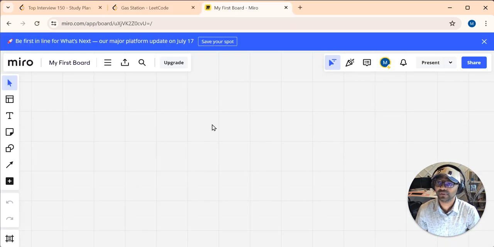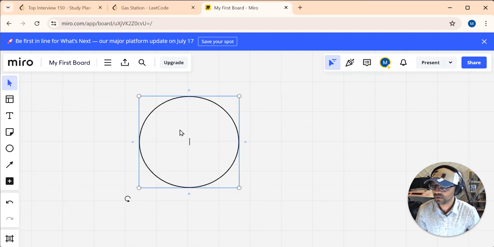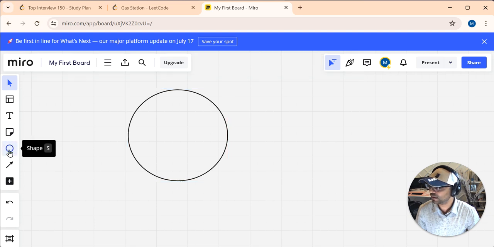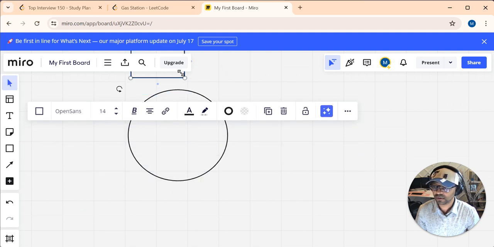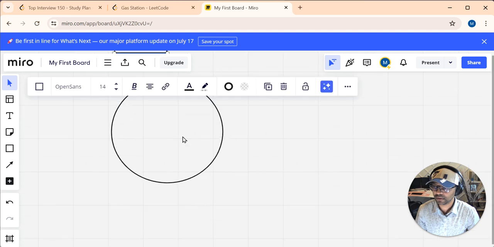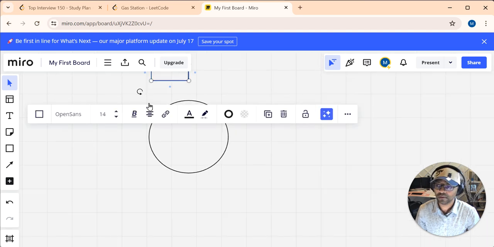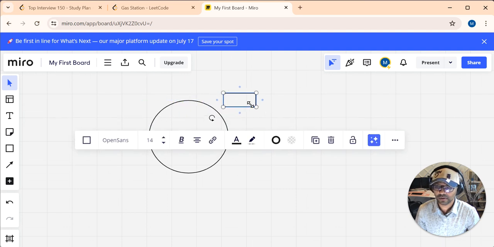Actually, let me try to draw this. It's going to be tricky, but let me draw a circle. So there are gas stations on a circular route. I don't know if this will be allowed, but let's try it. So let's say there is a gas station here. That's really big, I don't need it that big, but one sec. Let's pull this down. Okay, this should work.